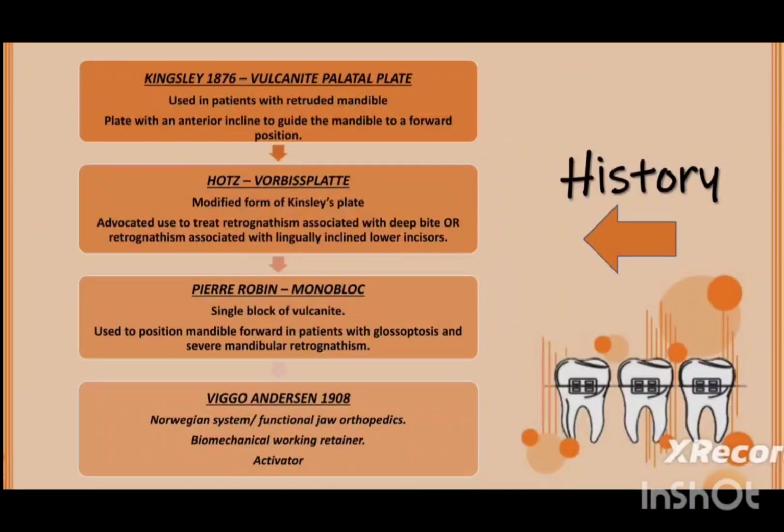He later modified his appliances using a wax bite to register the mandible in advanced position while treating children in Norway, where he was working at the University of Oslo along with Karl Häupl. They came up with a system and named it Norwegian system, or the functional jaw orthopedics. Since the original name for this kind of treatment was biomechanical orthodontics, this appliance was also known as biomechanical working retainer. It was later named activator due to its ability to activate the muscle forces.